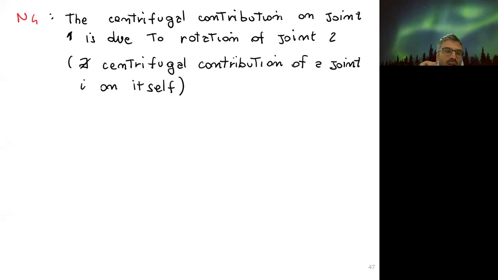The last comment is about the centrifugal contribution that we saw. It is present in the first joint and is due to the motion of joint 2. So there is never a centrifugal contribution of a joint on itself. We will see why. The contribution of centrifugal force was on joint 1 and it was due to the motion of joint 2, not to the motion of joint 1.